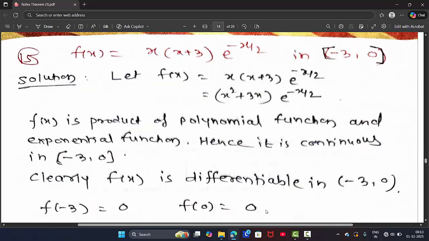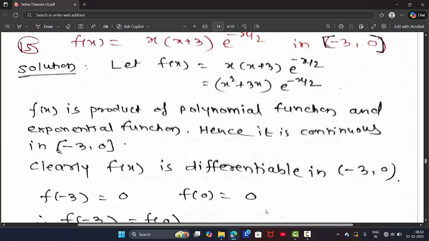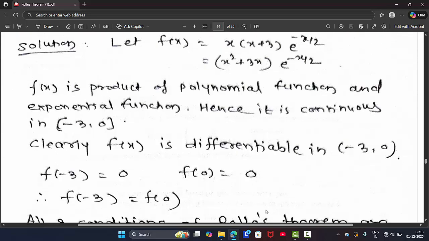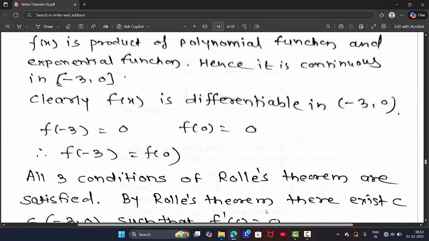Problem 15. Verify Rolle's theorem for fx equal to x into x plus 3 e raised to minus x by 2 in minus 3 0. Fx equal to x square plus 3x into e raised to minus x by 2. Fx is a product of polynomial function and exponential function. Hence, it is continuous in minus 3 0. Fx is differentiable in minus 3 0. F of minus 3 equal to f of 0.